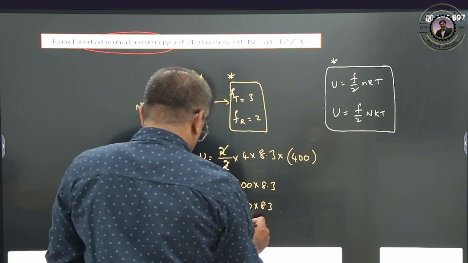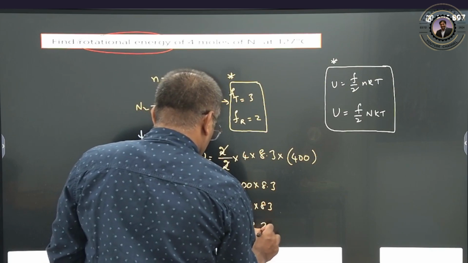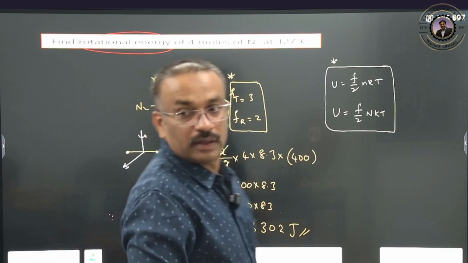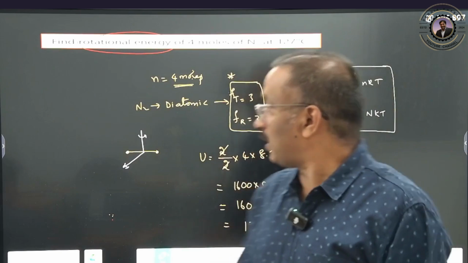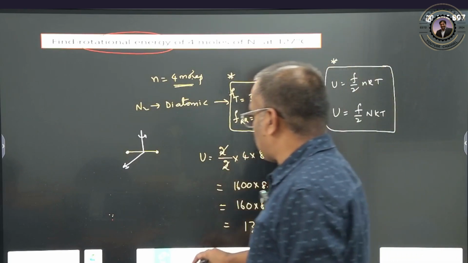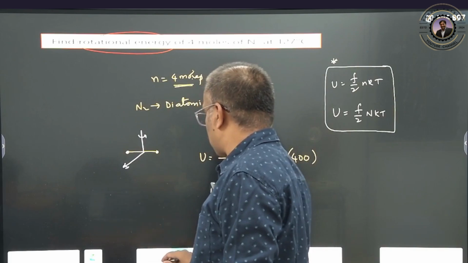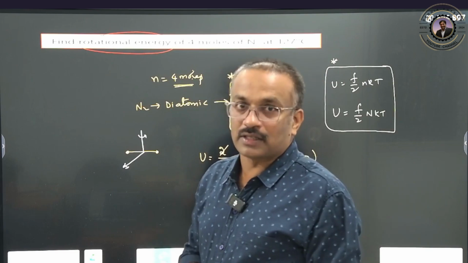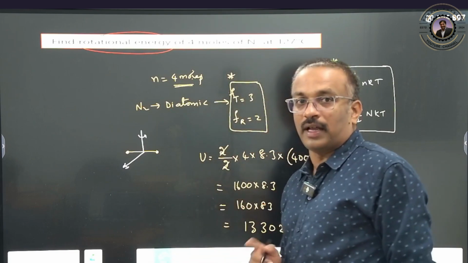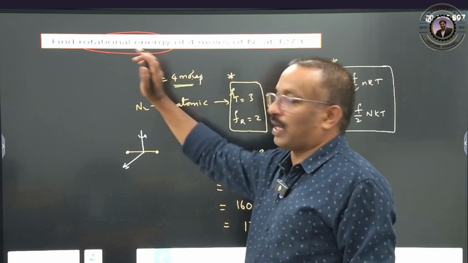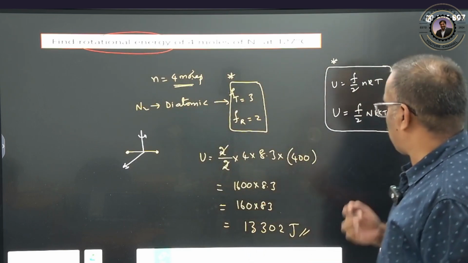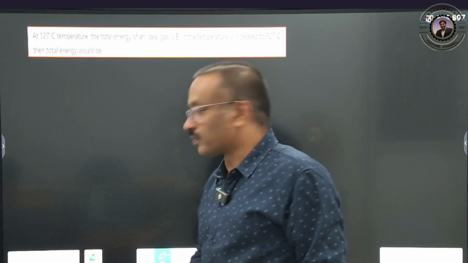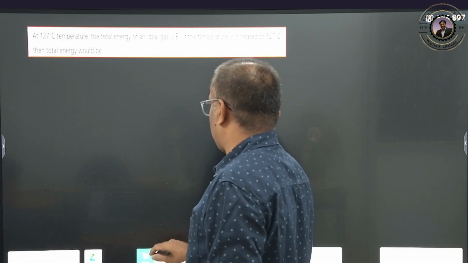So we can rewrite it as 13302 joules. Clear? So in this way, suppose the same question is asked now, what will be the total energy? So it is associated with this one, means you have to take it as total translational plus rotational. Clear? So be careful with which one they are asking now. Clear? So like this, if you really understand the question now, then you will see this one now. Clear? Now let us see.